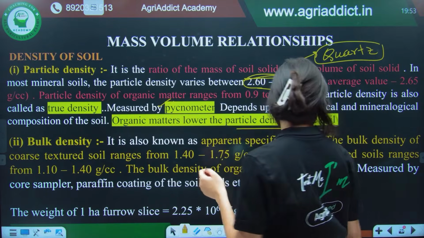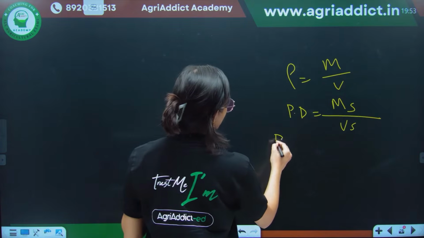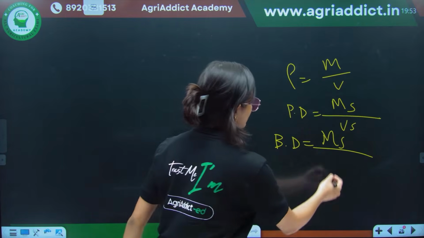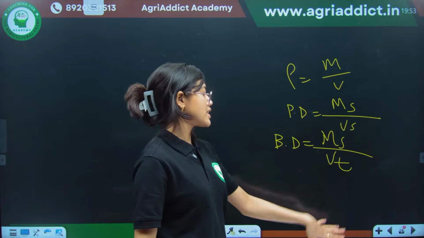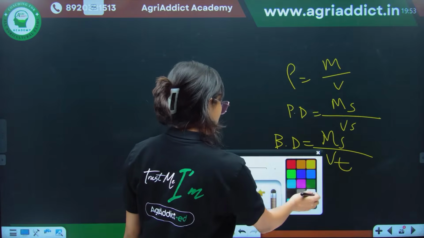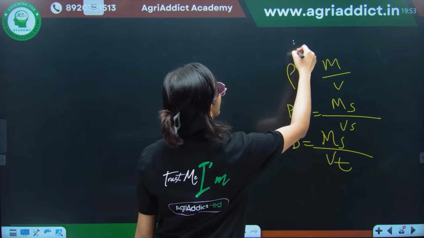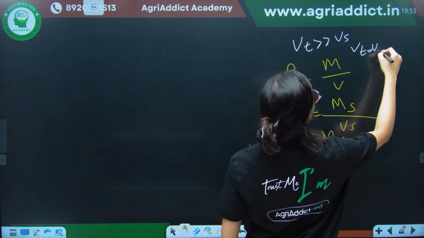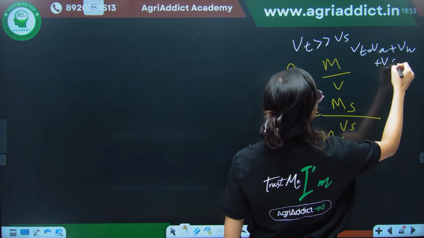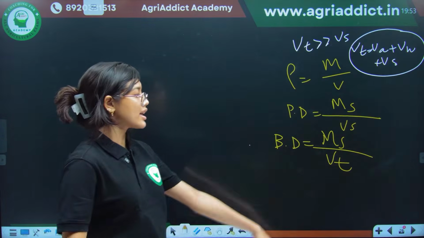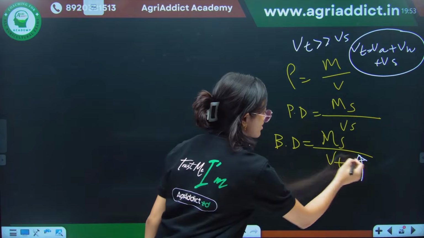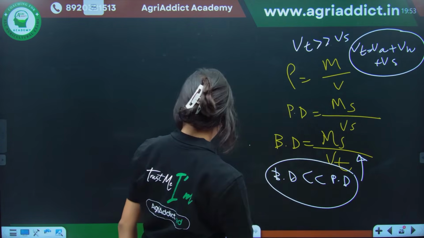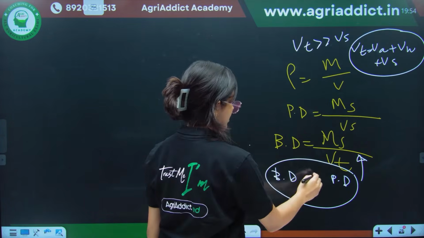Whenever we have the bulk density, we consider the mass of soil solids, but we consider the entire volume of the soil, Vt. This total volume of our soil is much greater than the volume of soil solid, because the total volume includes air plus water plus solid. So this denominator term increases, and bulk density will always be less than particle density. Not very much less, but it will be less than particle density.